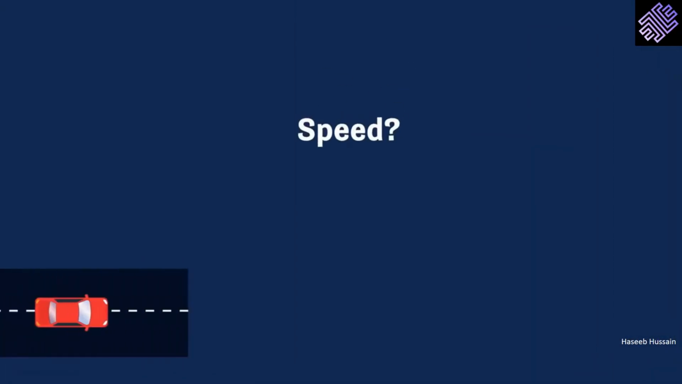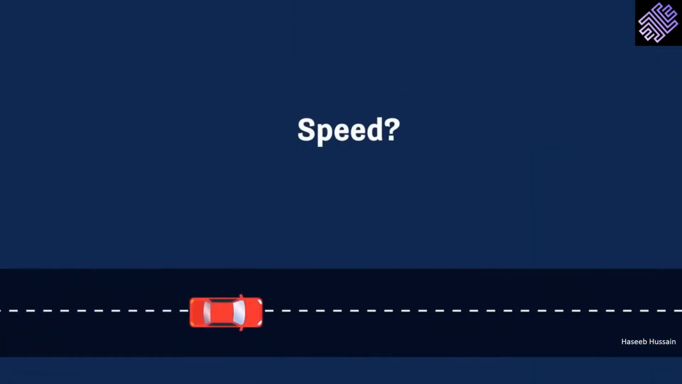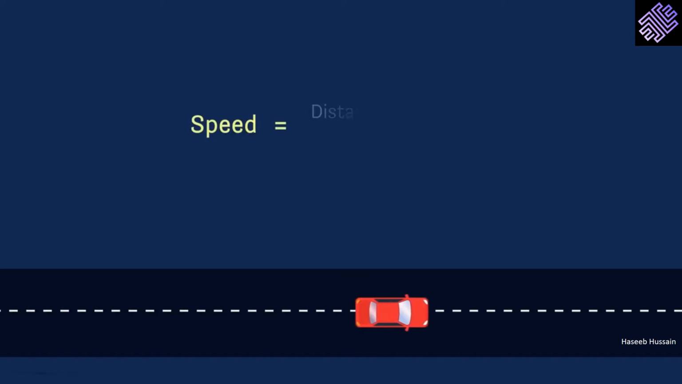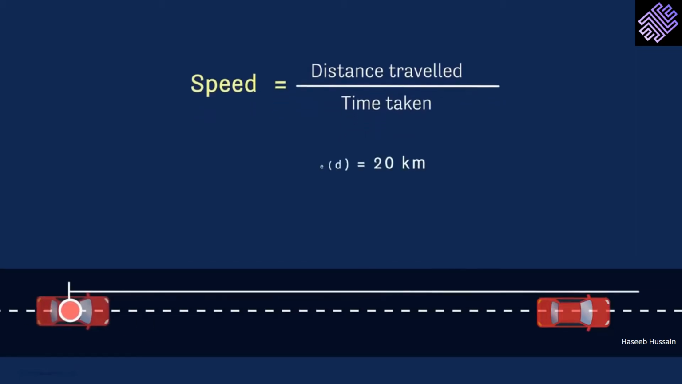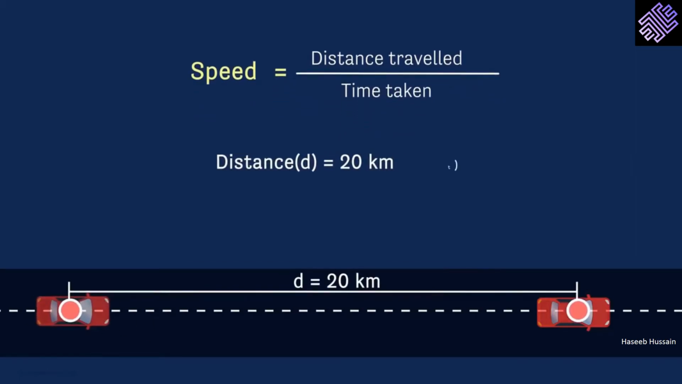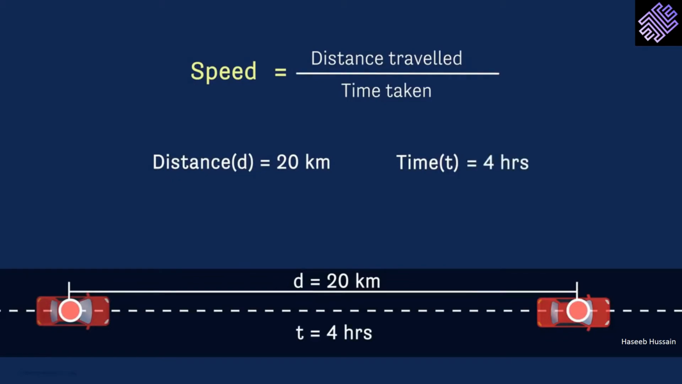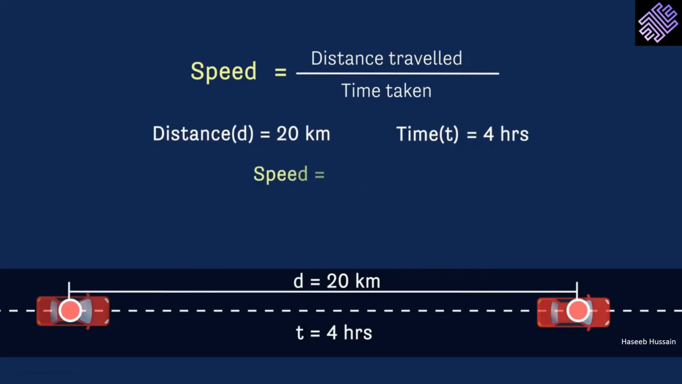We already know how to calculate the speed of an object moving along a path. Speed is the ratio of distance traveled by the object to the time taken to complete that distance. Suppose the distance the car travels d is 20 kilometers and the time it takes to cover this distance is 4 hours. What will be the speed? The speed will be 20 over 4, that's 5 kilometers per hour.